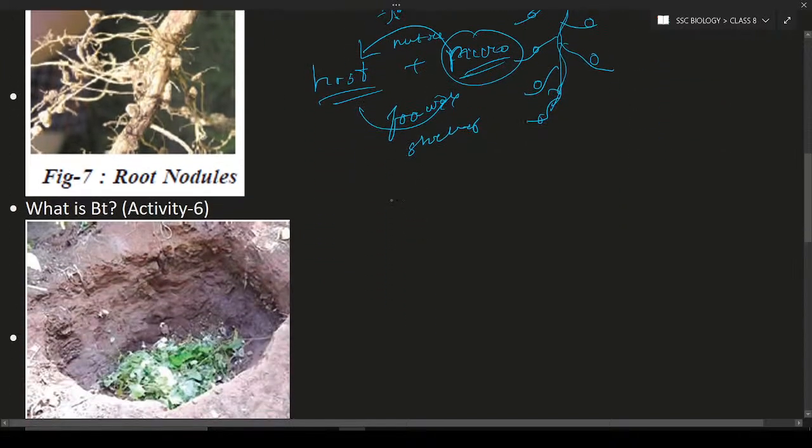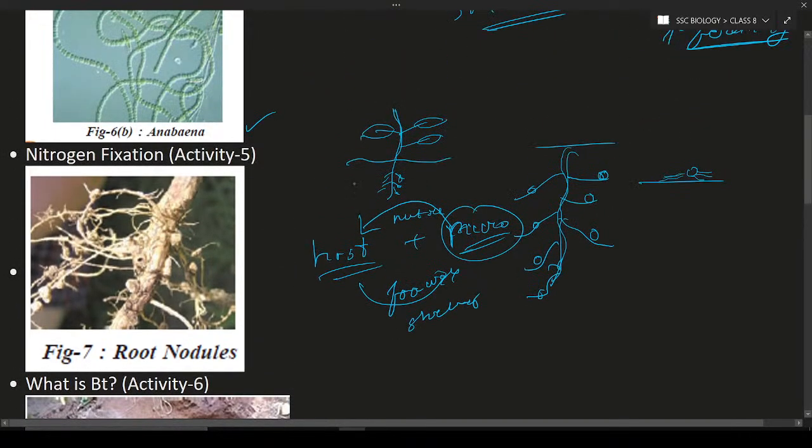So next is, what is BT? Bacillus thuringiensis. Before discussing it, nitrogen fixation. What is nitrogen fixation? The fixing of atmospheric nitrogen gas into the soil by the microorganisms is known as nitrogen fixation. Plants cannot use nitrogen gas directly. About 78% of the atmosphere is nitrogen. This huge amount of nitrogen gas is not suitable for the plants, and it has to be converted into ammonia, or a usable form of nitrogen.